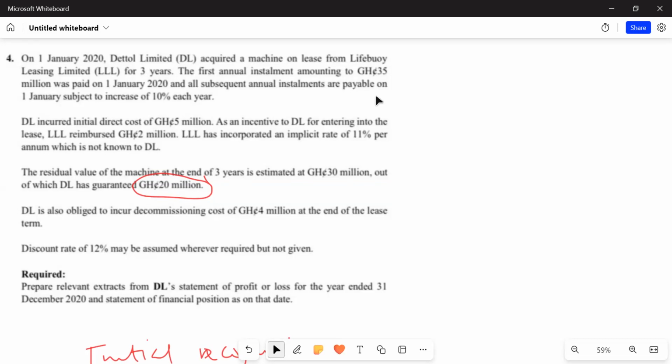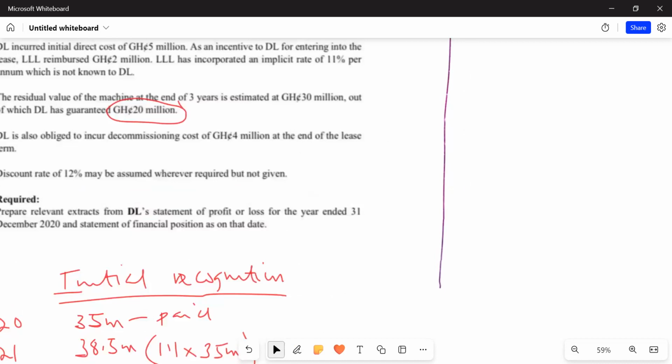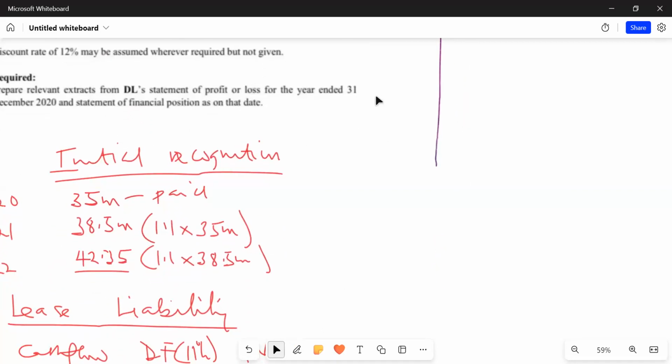Let's look at another topic, which you can see in financial reporting, at the same time, corporate reporting. So that particular thing is what we call sell and leaseback.